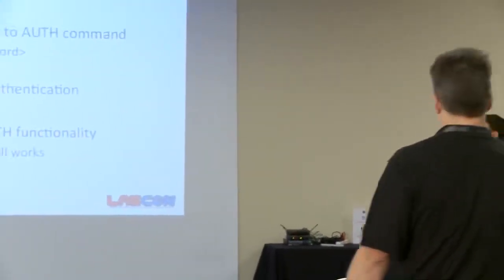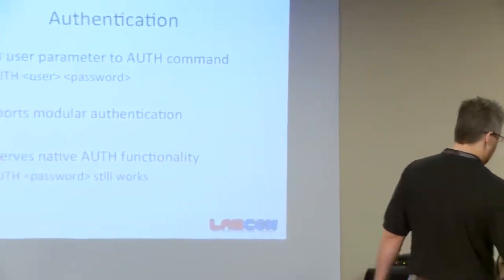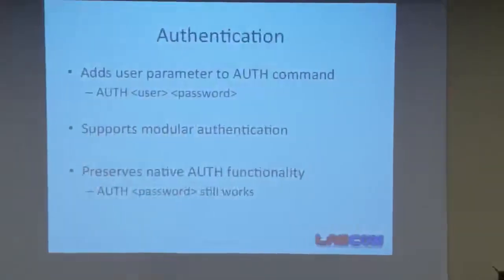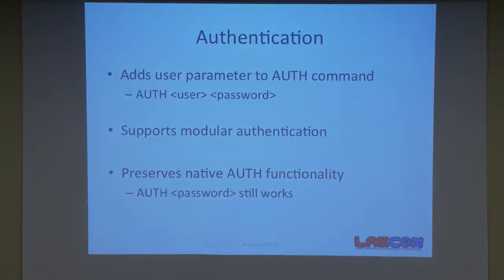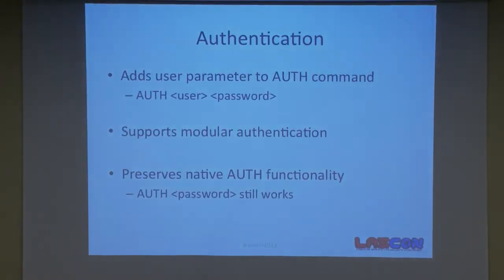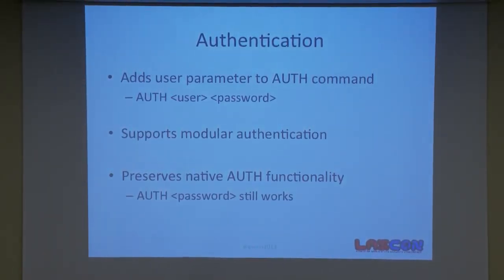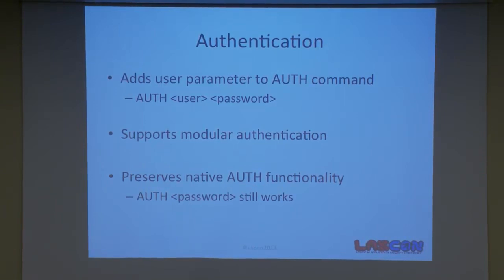So in terms of authentication, I've added a user parameter to the authentication command. So you can now specify a user and a password when you authenticate to a Redis server. We've added support for modular authentication. So if you have a backend data source like Active Directory, you can authenticate against that. In the version that's online right now, I'm using bcrypt as the authentication source, to actually store the passwords themselves.